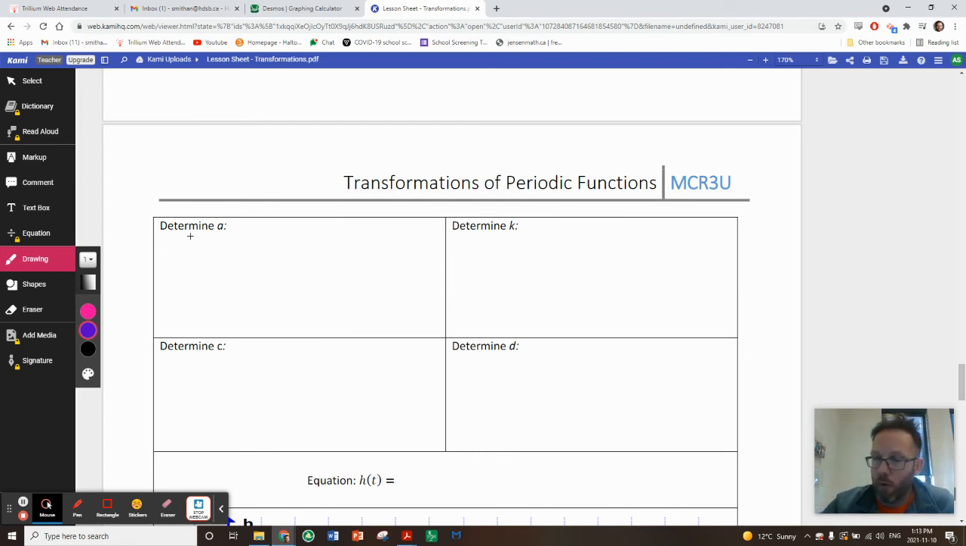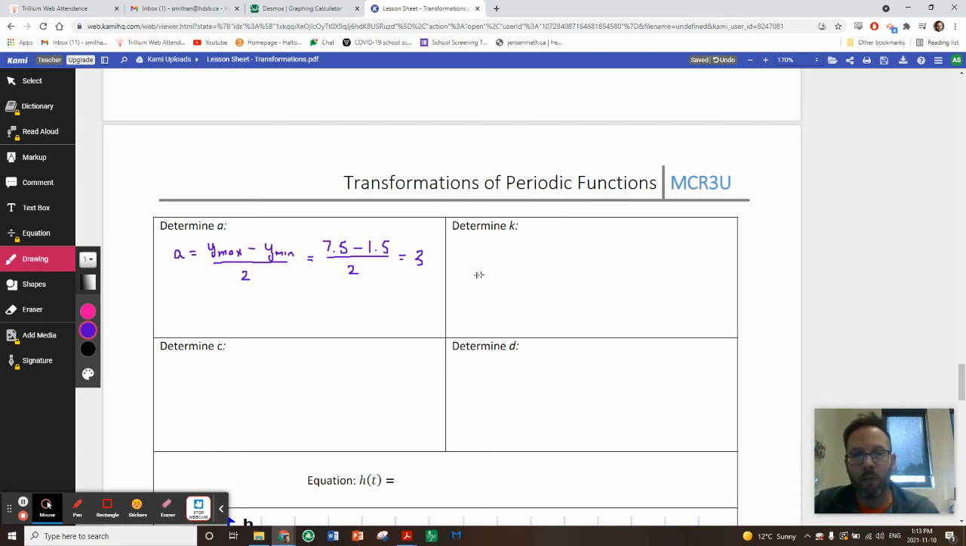So the A corresponds to the amplitude, and we can get this by doing the maximum y value minus the minimum y value and divided by 2. 7.5 is the highest, 1.5 is the lowest. You get 6, and that divided by 2 is 3. So no big surprise there. Many of you guys could probably have visualized that. So we've got our value for A for creating our equation.